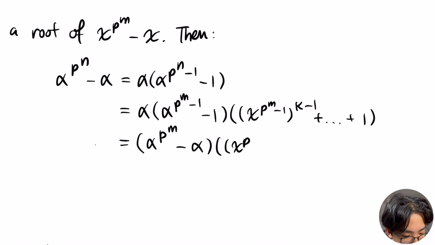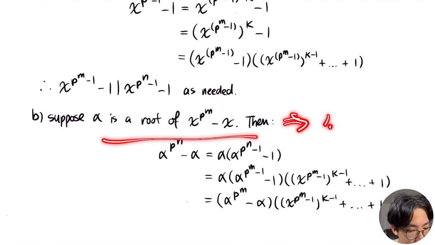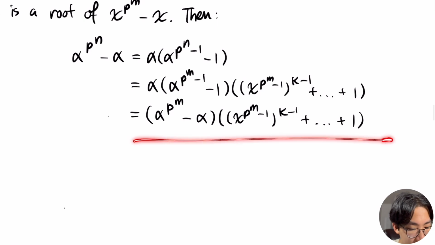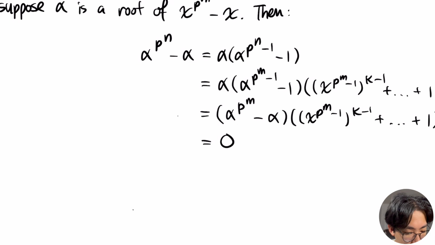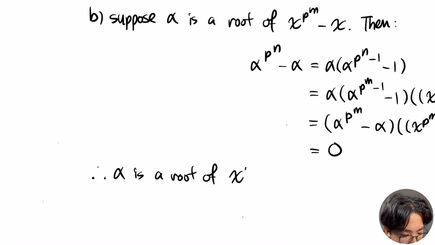So we have x to the p to the m minus 1, again to the k minus 1, all the way down to 1. But notice that in our assumption, alpha is a root of precisely this, right? And what this then tells us is that alpha to the p to the m minus alpha is equal to 0. That is precisely what we have over here. So this term is effectively just 0 times whatever this junk is, which is ultimately just 0. And so from here we can conclude that, therefore, alpha is a root of x to the p to the n minus x as needed.